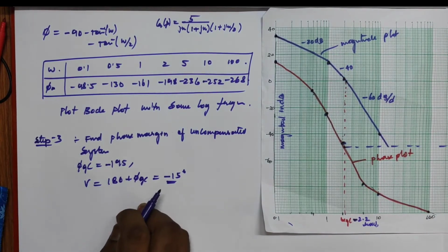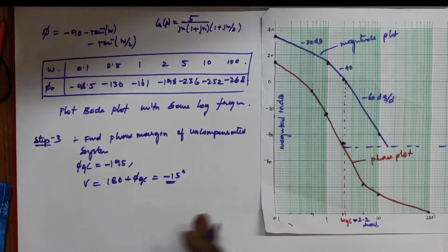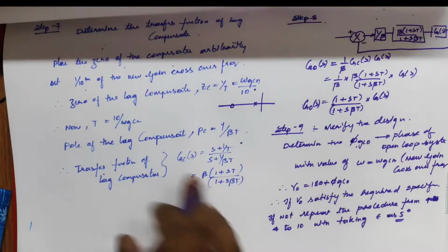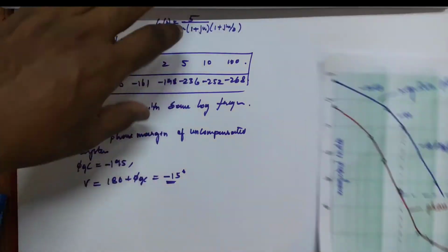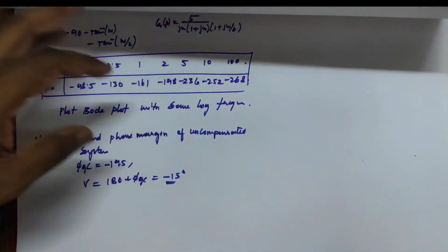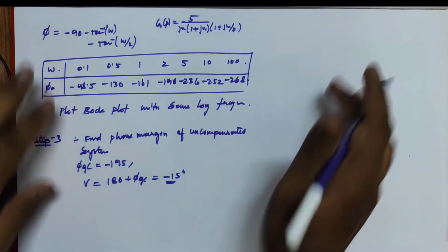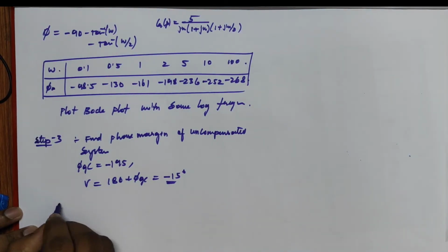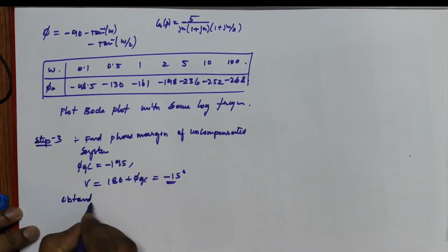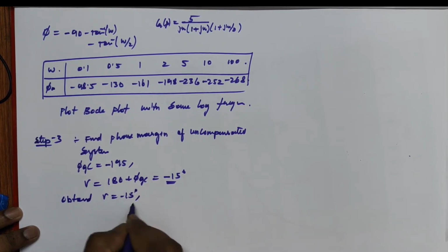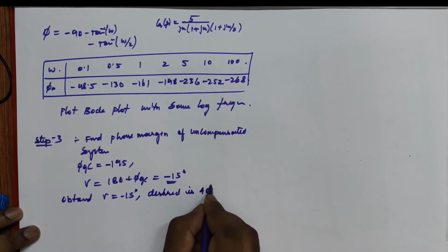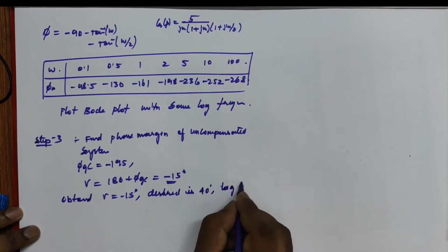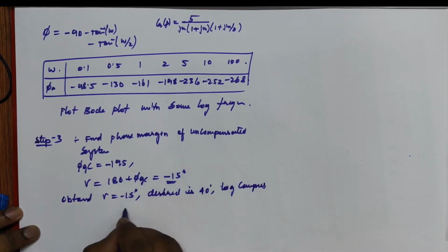Our desired specification for the phase margin is 40 degrees, but I obtained -15 degrees. That means we have to improve the phase. So obtained phase margin is -15 degrees, desired is 40 degrees, so a lag compensator has to be designed.